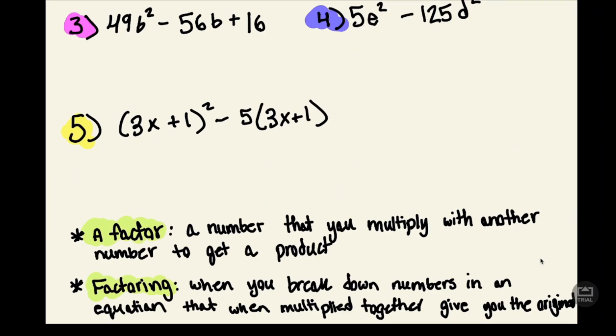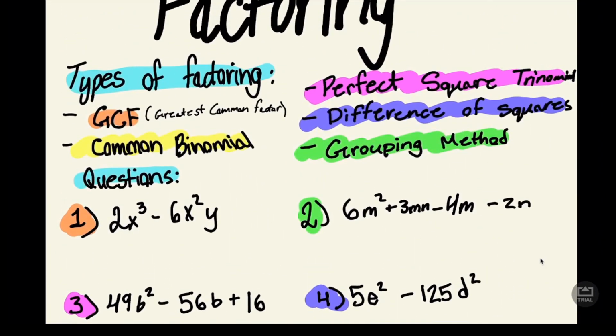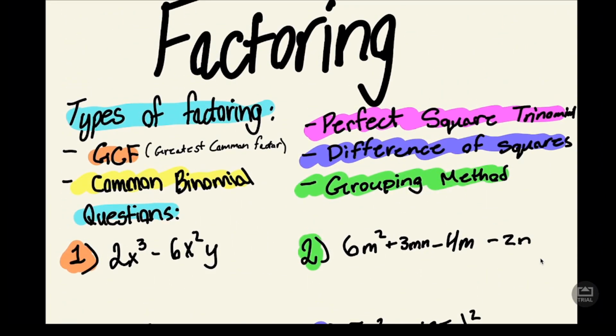And that something you take out is called a factor. The factor definition here is a number that you multiply with another number to get a product. And that's basically what factoring is. Throughout grade 10 and your math journey in high school, there are going to be a lot of factoring techniques that you learn. The major ones in grade 10 are probably factoring by using greatest common factor, common binomial factoring, perfect square trinomial factoring, difference of squares, and the grouping method.